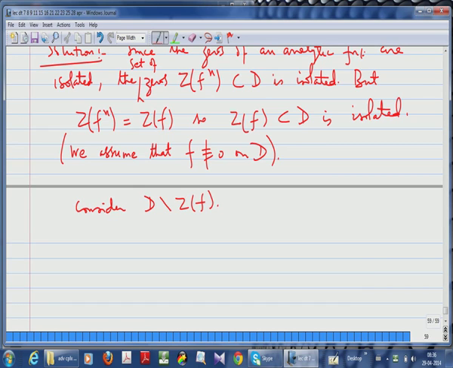It will still be an open set, because you are throwing away some isolated subset, and it cannot get disconnected. Because you are just throwing isolated points away, it cannot get disconnected. So, D minus Z_f is also a domain. And now we are going to look at this domain. The advantage with this domain is that f does not vanish, because the zeros have been thrown away. So, f power n does not vanish, and f power n is an analytic function. So, you have a non-vanishing analytic function on a domain.